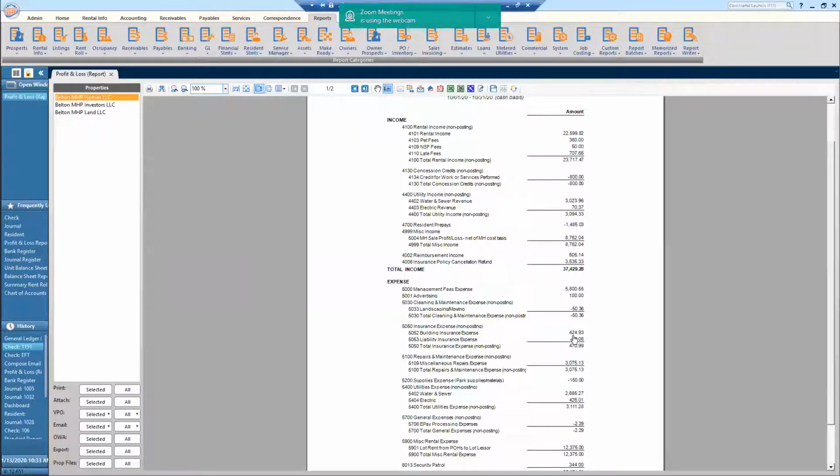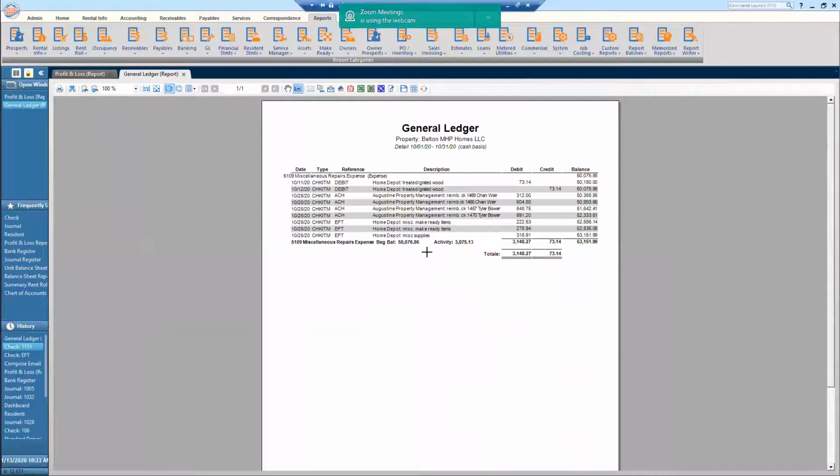Building expense, liability insurance expense, building insurance, liability insurance, miscellaneous repairs. This one is messy, so I want to just look at it. $3,000. What do we got in there? Okay, we got some laborers here. I pay them out of Augusta Property Management to do labor, miscellaneous labor, like home repairs and so on.